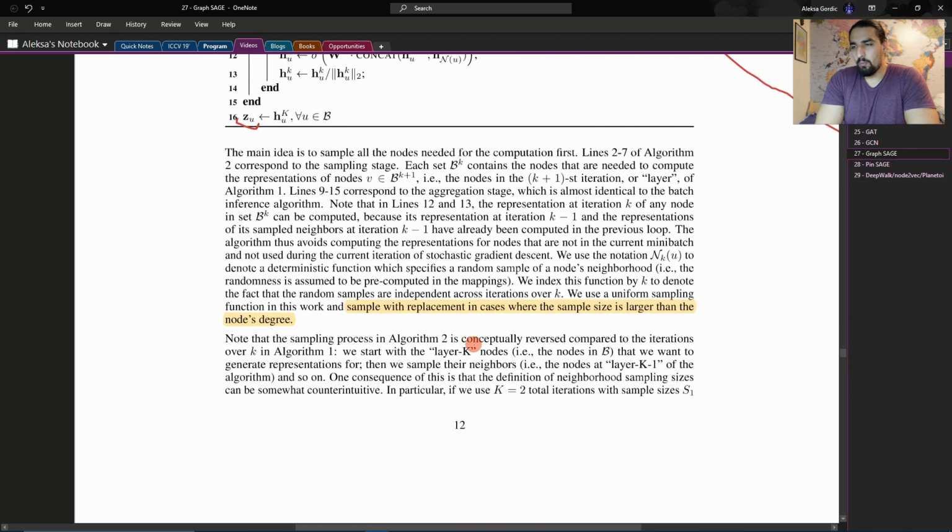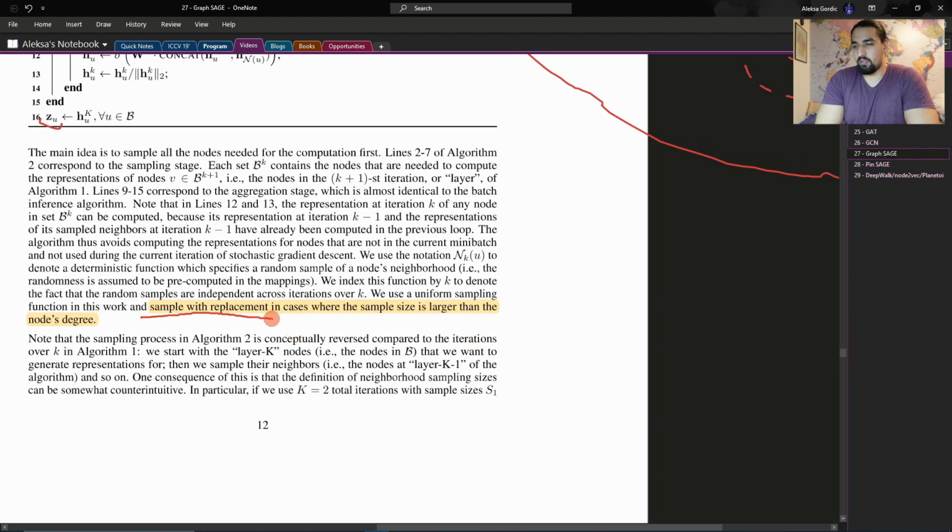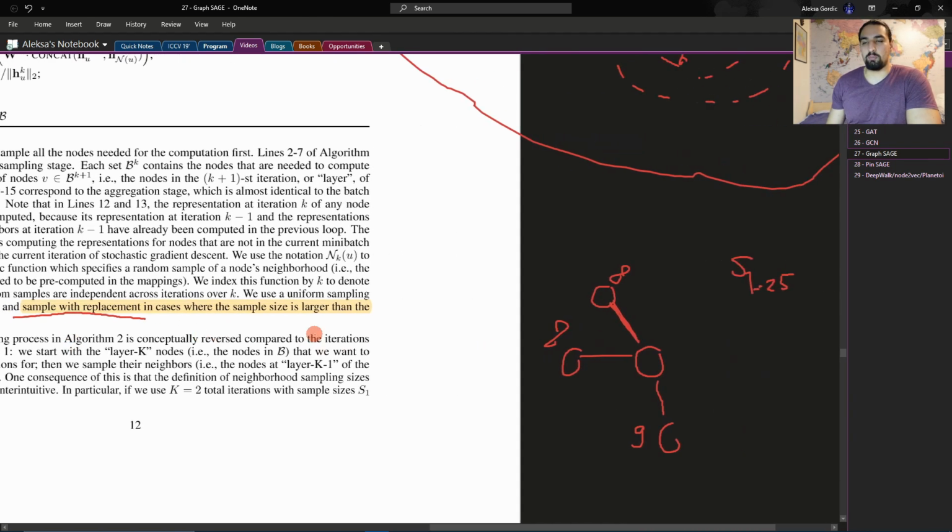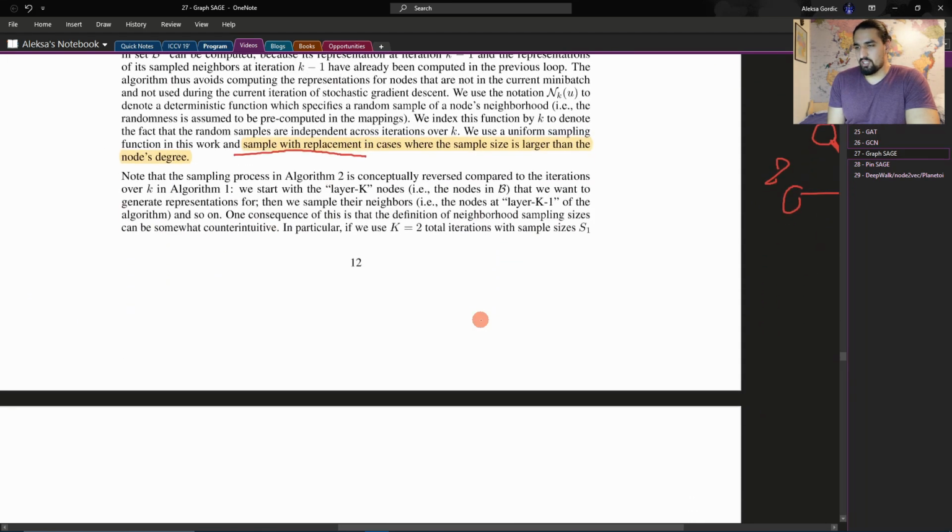And one interesting thing is they sample with replacement in cases where the sample size is larger than the node's degree. So maybe we have a node and it only has 3 neighbors, like this. But if you remember, S1 was 25 and S2 was 10, which means we'll have to repeat some of these features before we call the aggregate function. So maybe we'll have 8 of these, 8 of these, and 9 of these, and then we'll call the aggregate function. So that means sampling with replacement. That's a small detail.